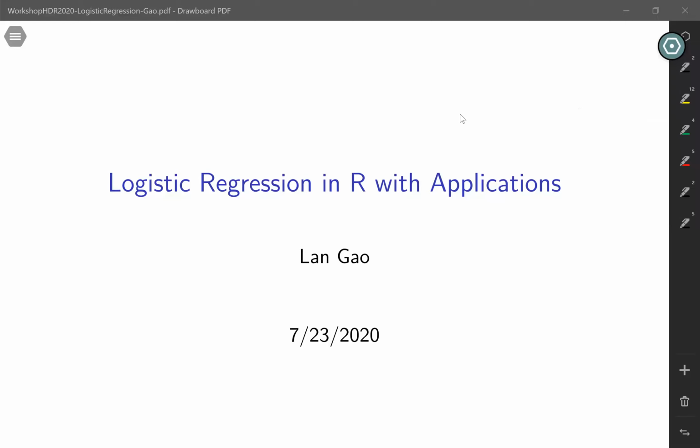Hi. Good morning, everyone. This is Lan Gao from the Department of Mathematics at UTC. Today, I'm going to talk about logistic regression in R with applications. I picked this topic because it is related to the project my students are working on for this program, and also it's quite widely used in the biostatistics area, especially when you analyze medical data.